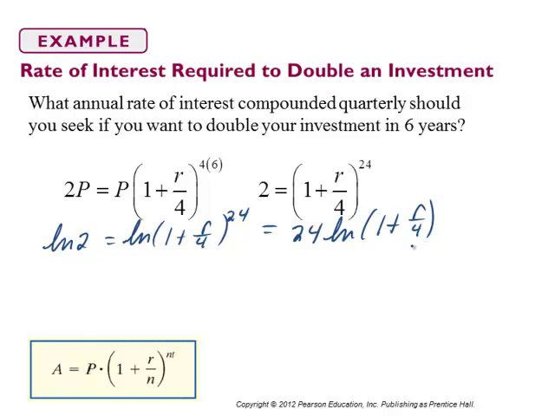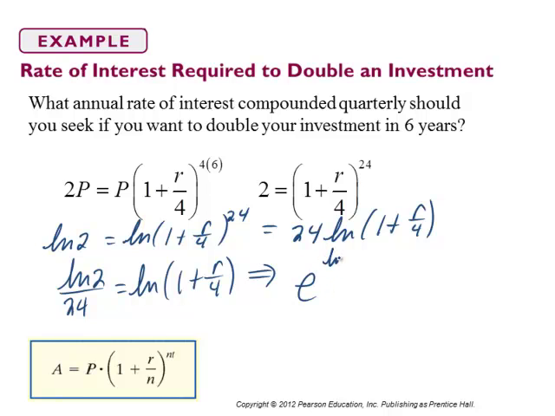Because let's just go forward a little bit more. If you have natural log of 2 is equal to 24 times natural log of (1 plus r over 4). Well, let's see what happens. So that means natural log of 2 over 24 is equal to natural log of (1 plus r over 4). Actually, maybe we can. Because what happens if we were to exponentiate both sides? Then we would have e to the (natural log of 2 over 24) is equal to 1 plus r over 4. So actually, this might work out. Hey, this is pretty cool.